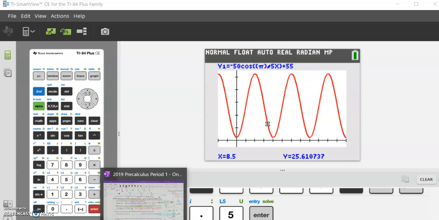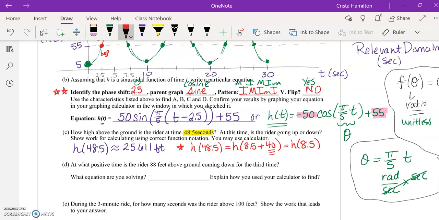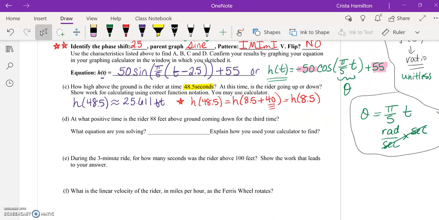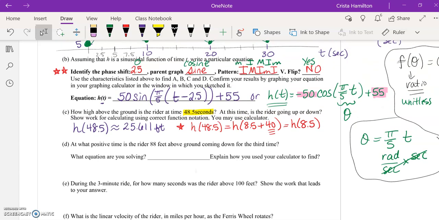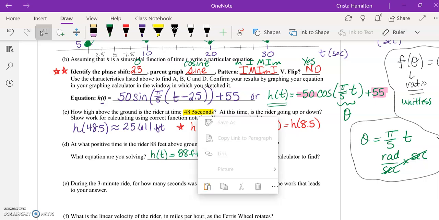All right, let's take a look at the next item that they're asking you for. On this one, at what positive time is the rider 88 feet above the ground coming down for the third time? All right, so this idea here, two things kind of what you're looking at. The equation that we're trying to solve is to set our h of t equal to 88 feet, okay?